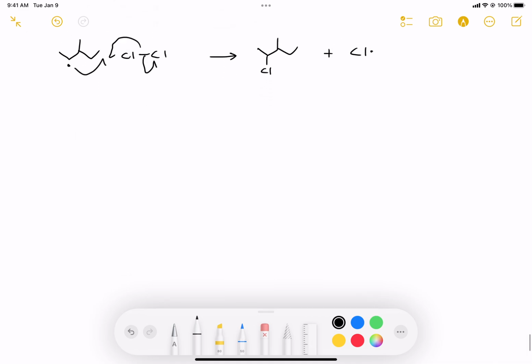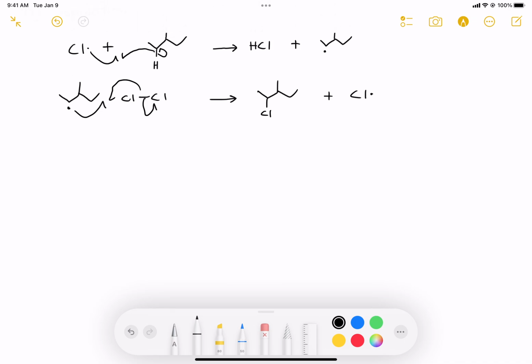Okay, but anyway, so that's the mechanism. All right. So you also want to be aware of the terminal.